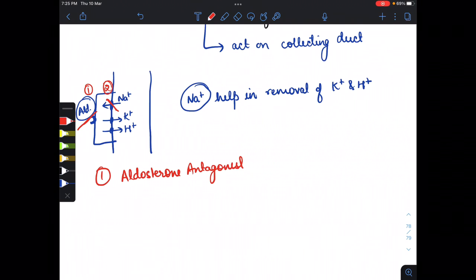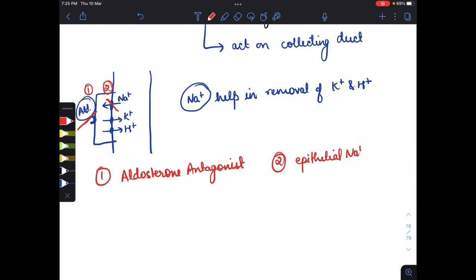So we have to inhibit these channels. How can we inhibit? We can inhibit by two methods. First, if we block the aldosterone, and another if we block the sodium channel. So the first one is the aldosterone antagonist, and the second one is the epithelial sodium channel blocker.